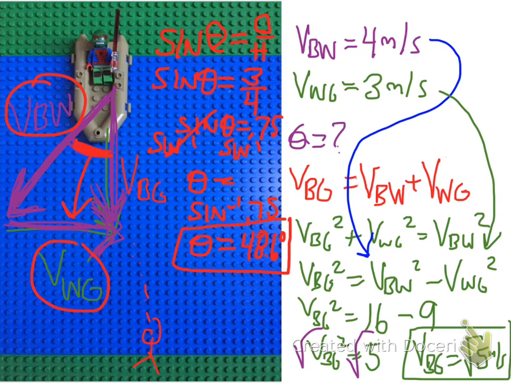So what does that mean? If Raphael aims his boat 48.6 degrees upstream, then the current's going to push him downstream. And while all that happens, his boat's going to be angled off, but his boat's going to come straight across the stream, and it's going to be traveling at root 7 meters per second.